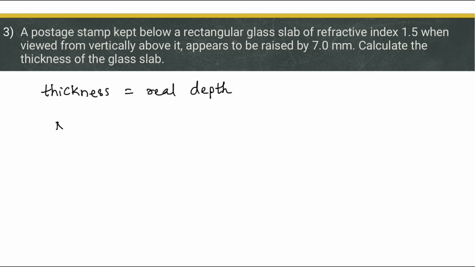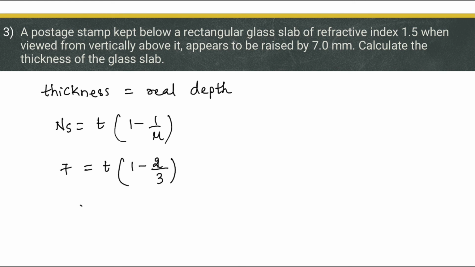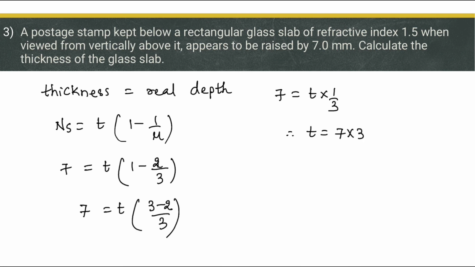So we can say normal shift is equal to thickness into 1 minus 1 upon mu. The normal shift is given, 7 millimeter. We want to find out thickness, and mu is 1.5, which can be written as 3 by 2. So 7 is equal to T, 3 minus 2 upon 3. 7 is equal to T into 1 by 3, and hence T is equal to 7 times 3, 21 millimeter. 21 millimeter is the thickness of the glass slab.